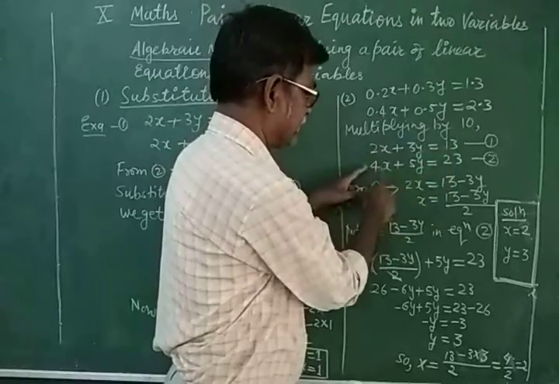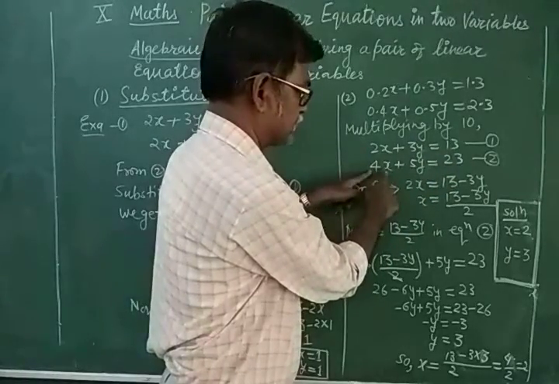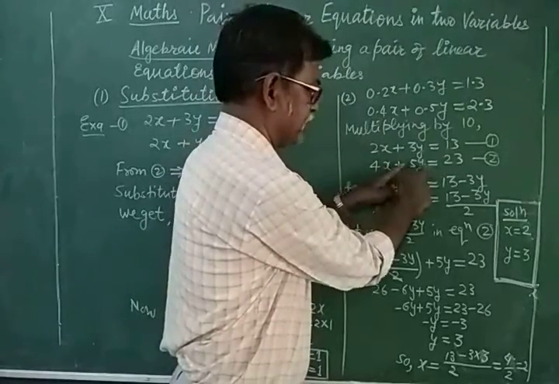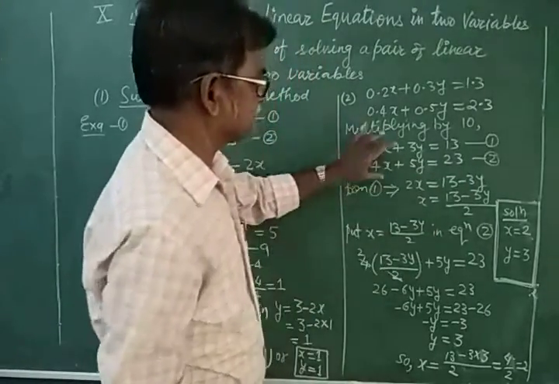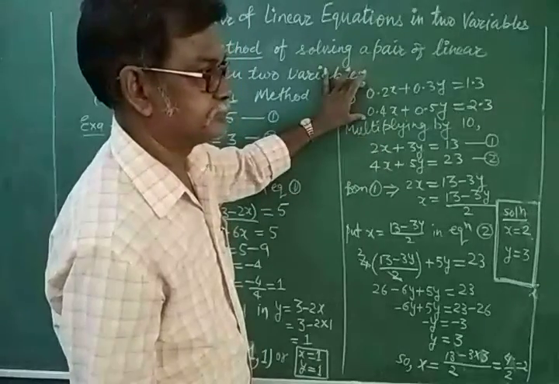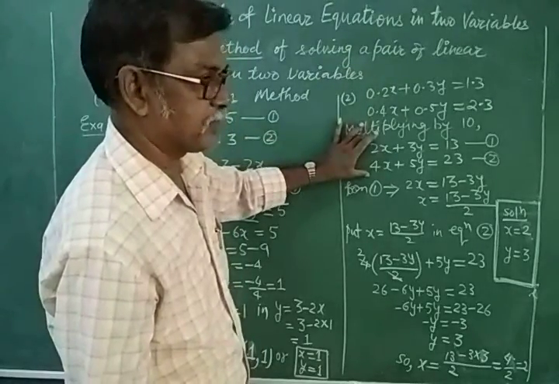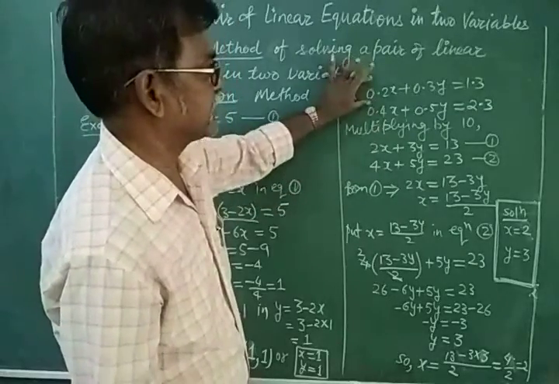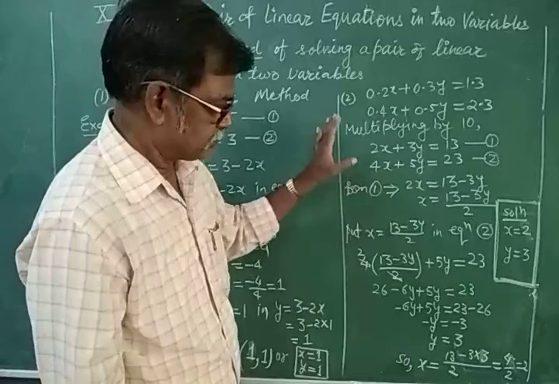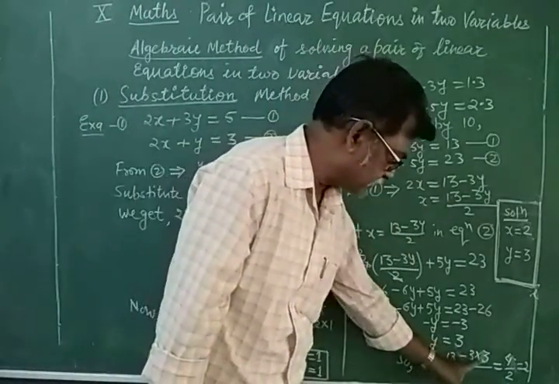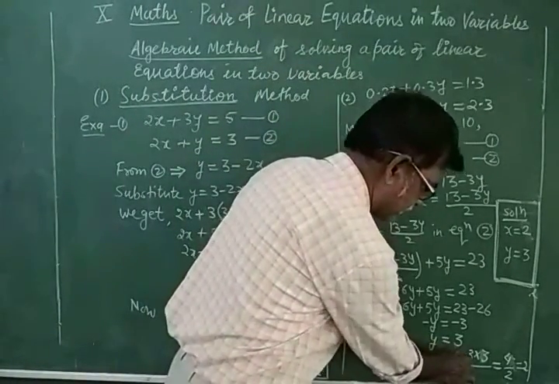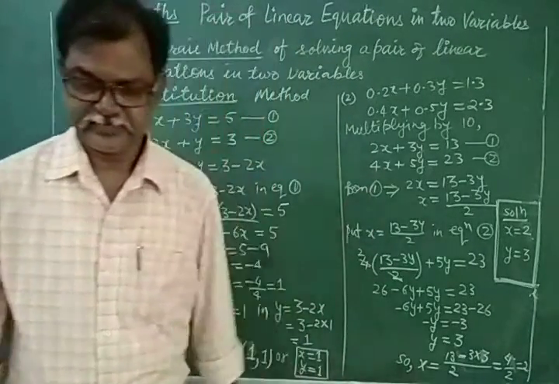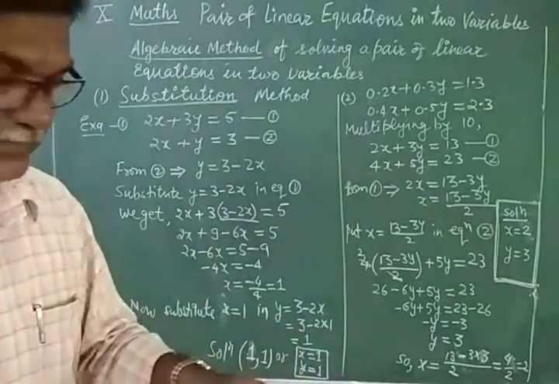4 plus 9, 13. Then 4 into 2, 8, plus 5 into 3, 15. 8 plus 15 is 23. The same will be here. So while substituting, you see, otherwise our answer will be wrong. So just check it and see whether your solution is correct or not.